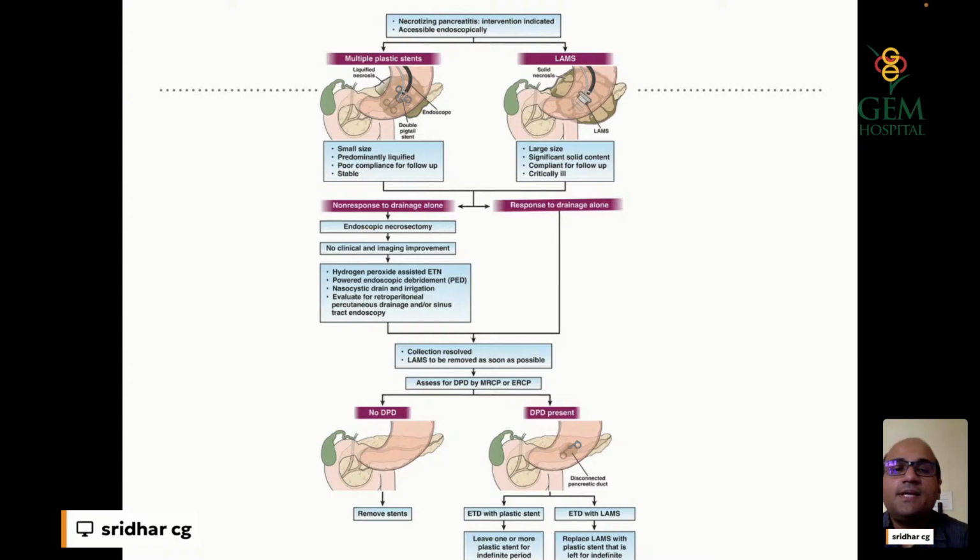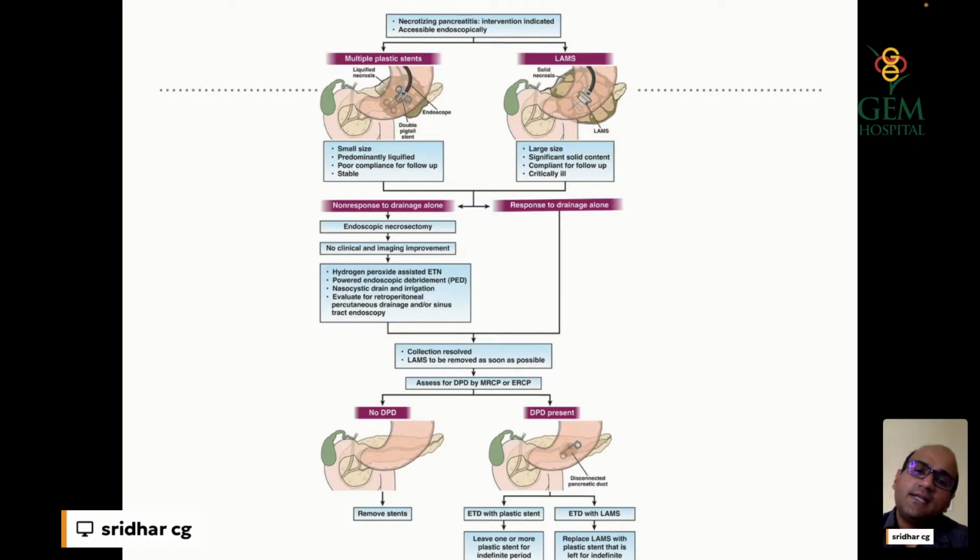LAMS, which is a lumen-apposing metal stent, can be placed transgastrically only when the lesion is significantly large with clear walls and more than 30% of debris is present within the necrotic collection. LAMS can also be used for critically ill patients with clear liquefied cysts when you need rapid decompression of the septic material, as in the case of cholangitis.